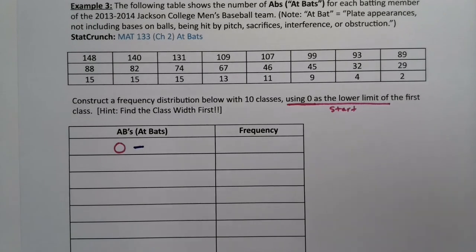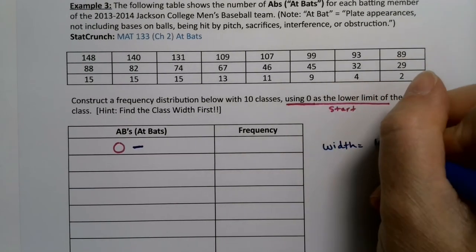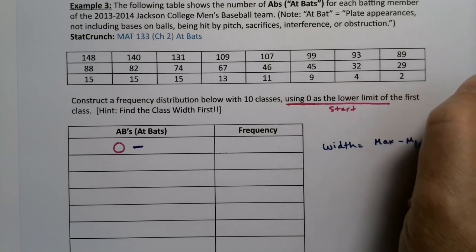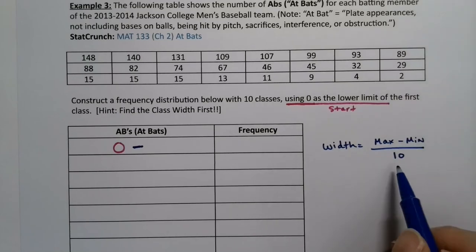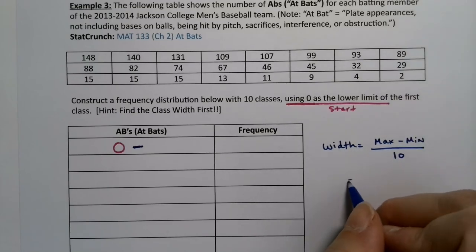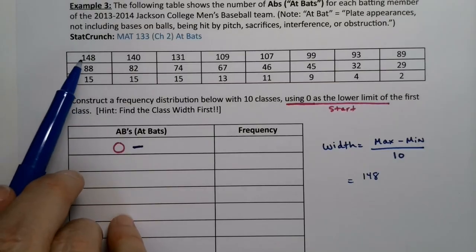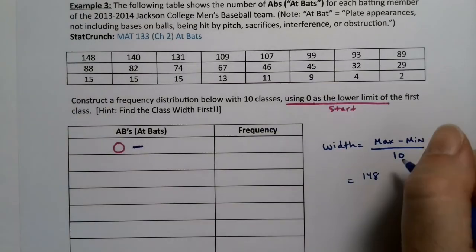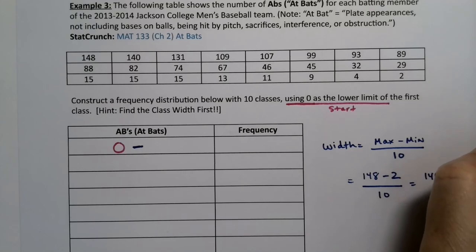Now the width, according to the formula above, is the max minus the min divided by, in my case, 10, the number of classes that I want. So that would be 148 because I put these data in order. So 148 is my maximum, 2 is my minimum. I divide it by 10. So that's 146 divided by 10.